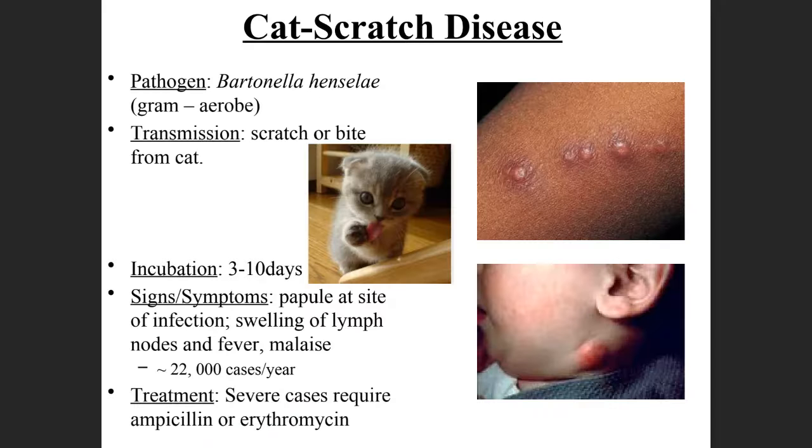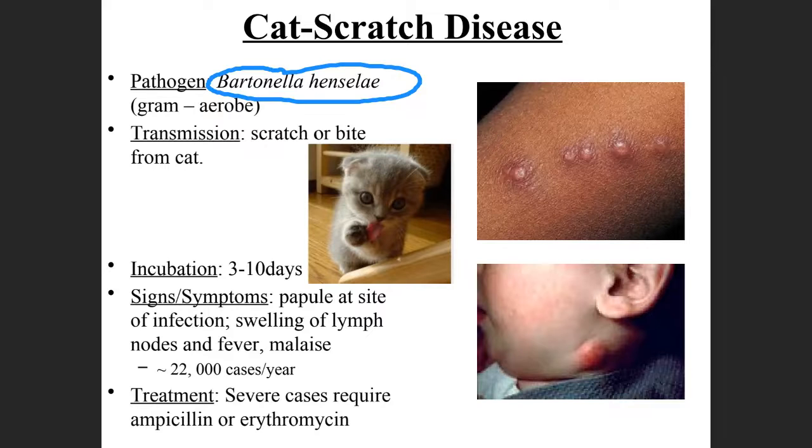Okay, now, cat scratch disease. Now, this is caused by a bacteria that is not on your bacteria list, called Bartonella henselae. It's a gram-negative rod-shaped bacterium, and it's usually transmitted from being bitten or scratched by a cat. Which brings the question, well, how does the cat get it?